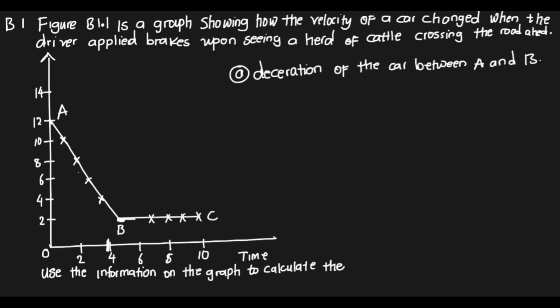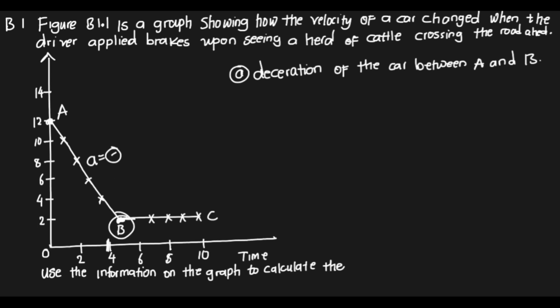Then we can see that we have the graph slanting down. So whenever we have the graph slanting down, the acceleration is always negative. So the negative acceleration indicates that the speed of the car or a moving object is decreasing. Now, from the question, use the information on the graph to calculate, first question, the deceleration of the car between A and B. So our A is here, then our B is here.